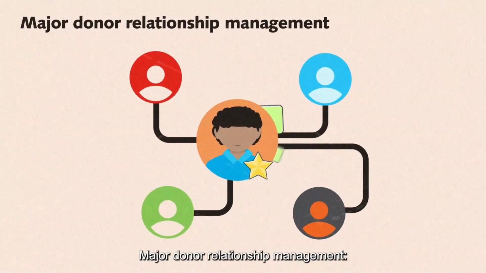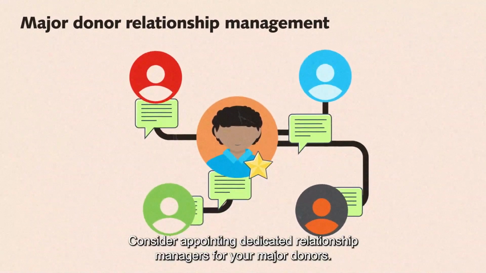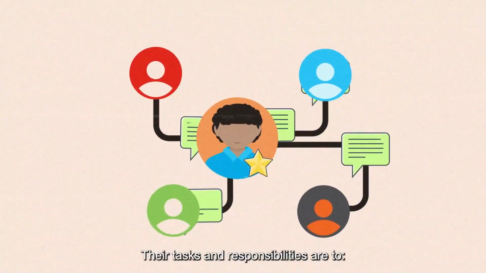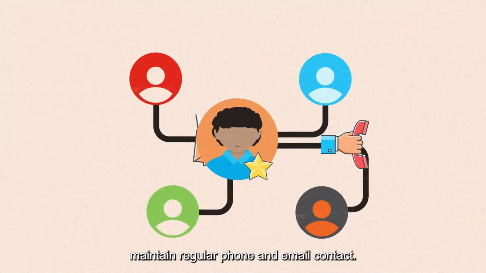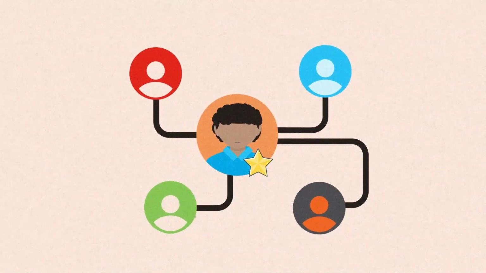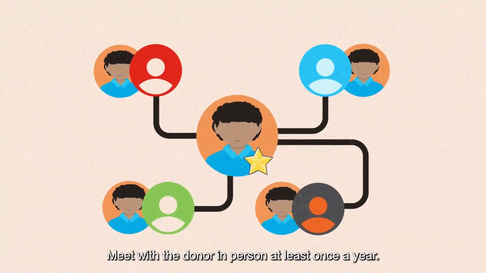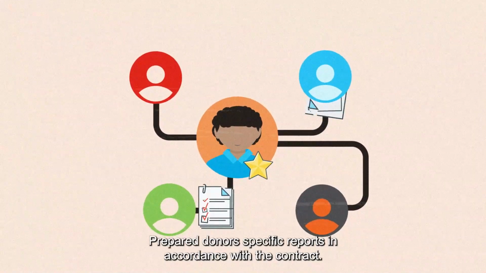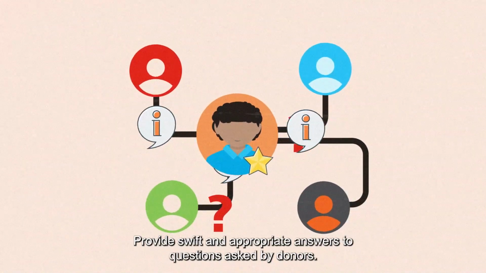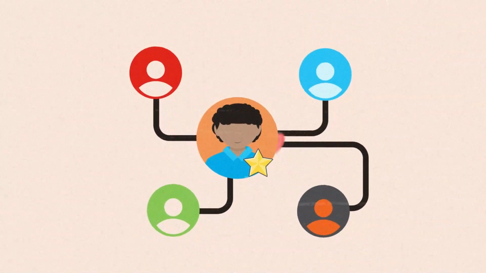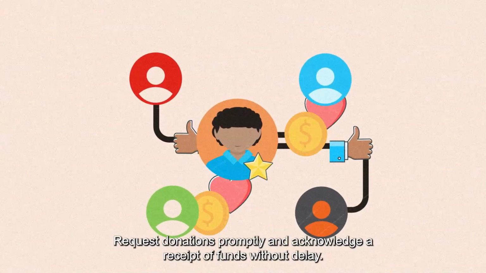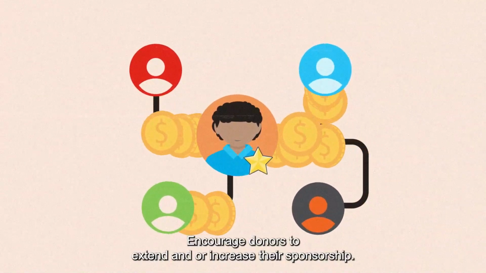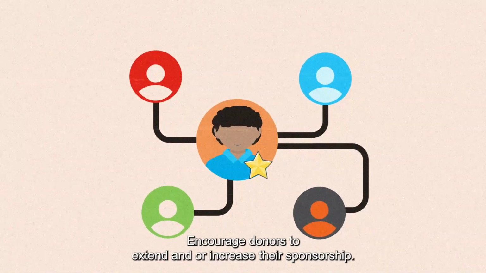Major donor relationship management. Consider appointing dedicated relationship managers for your major donors. Their tasks and responsibilities are to maintain regular phone and email contact, meet with the donor in person at least once a year, prepare donor-specific reports in accordance with the contract, provide swift and appropriate answers to questions asked by donors, request donations promptly and acknowledge receipt of funds without delay, and encourage donors to extend and/or increase their sponsorship.